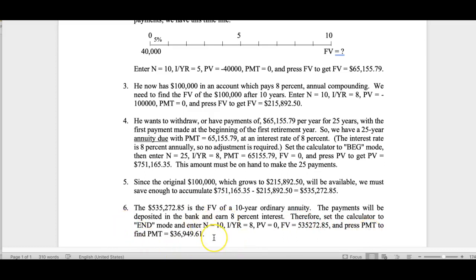We want to push payment to find out how many payments he needs to make, and that gives us $36,949. So for him to be able to do this, he's got to save almost $37,000 a year in order to get that payment. Now, if he started way back 20 years ago, that payment would be a lot less. So that's why it's always better to save now. That is part of the purpose of saving: the time value of money.